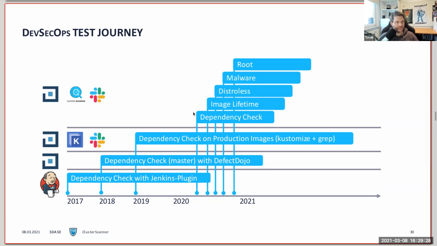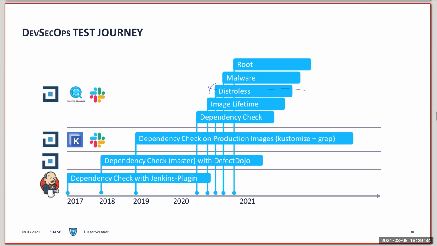Can you expand on that Distroless a little bit? So is that something you run after the node to remove stuff? Because that's actually pretty cool.